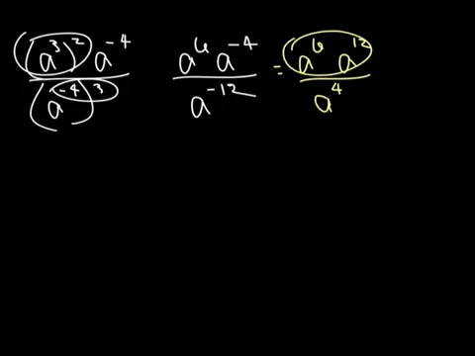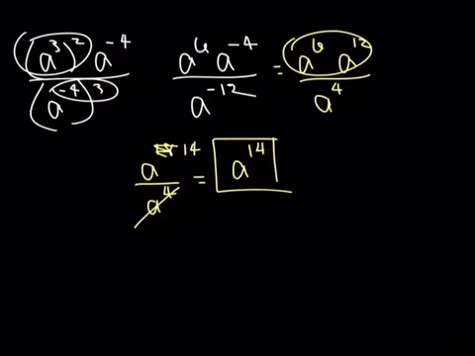Now I'm going to multiply those and get a to the 6 plus 12 is 18 over a to the 4th. That equals, get rid of 4 of those, and that leaves me with a to the 14. And that's what I've got.